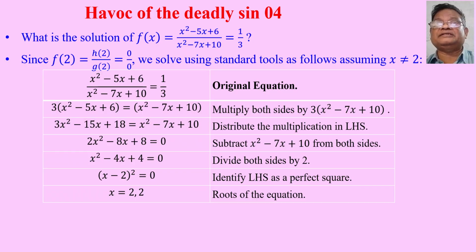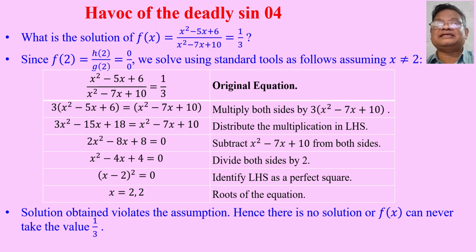As now appears, in the original equation, we multiply both sides by 3 times (x squared minus 7x plus 10), distribute the multiplication in the LHS, subtract x squared minus 7x plus 10 from both sides, divide both sides by 2, and identify the left hand side as a perfect square to obtain the roots of the equation as x equals 2 and 2. The solution obtained violates the assumption. Hence there is no solution, or f(x) can never take the value 1/3.